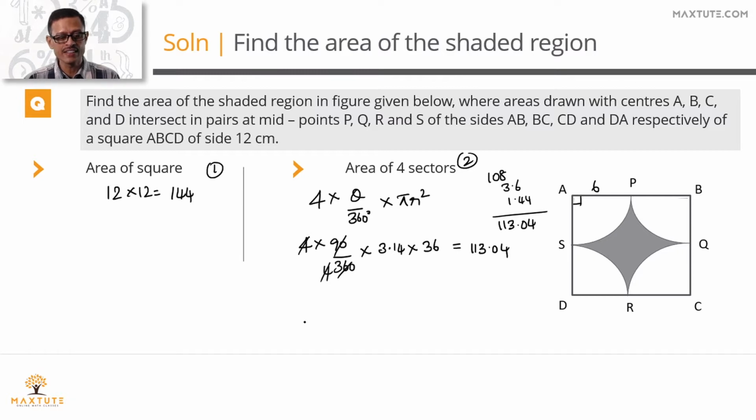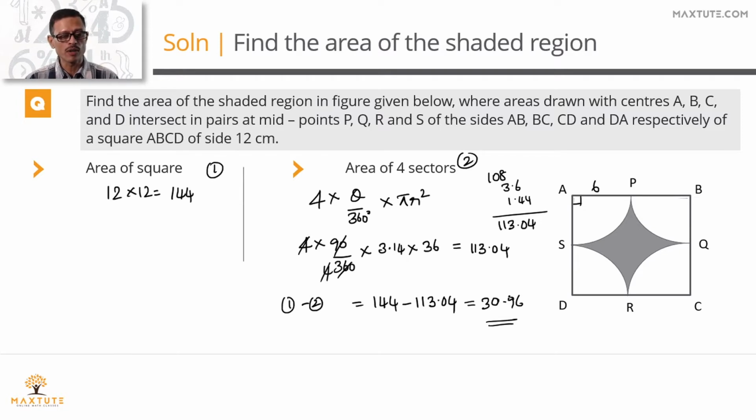The area of the shaded region is obviously 1 minus 2. 144 is the area of the square. Minus 113.04 is the area of the sum of 4 sectors that we have here. So the remaining is going to be the area of the shaded region, which is equal to 30.96 square units. So area of the shaded region equals 30.96 square units.